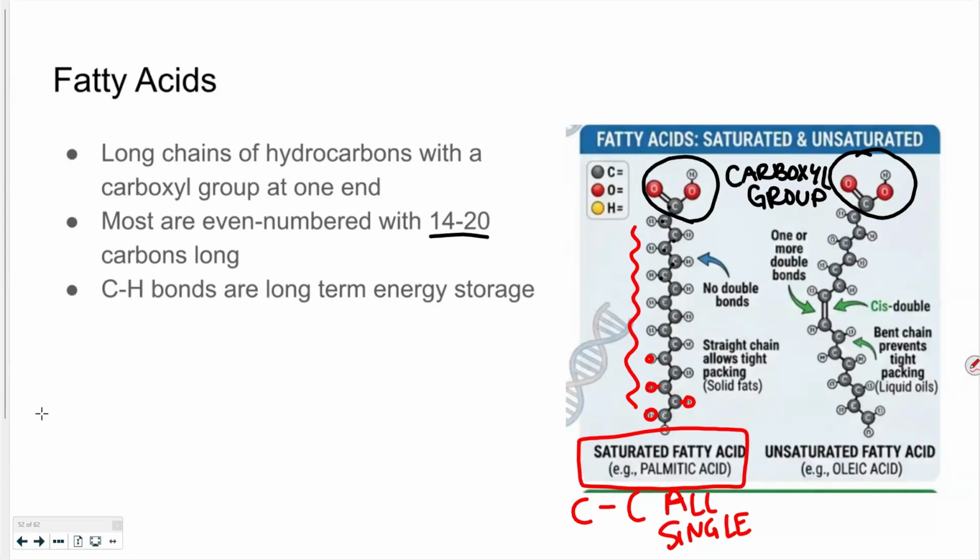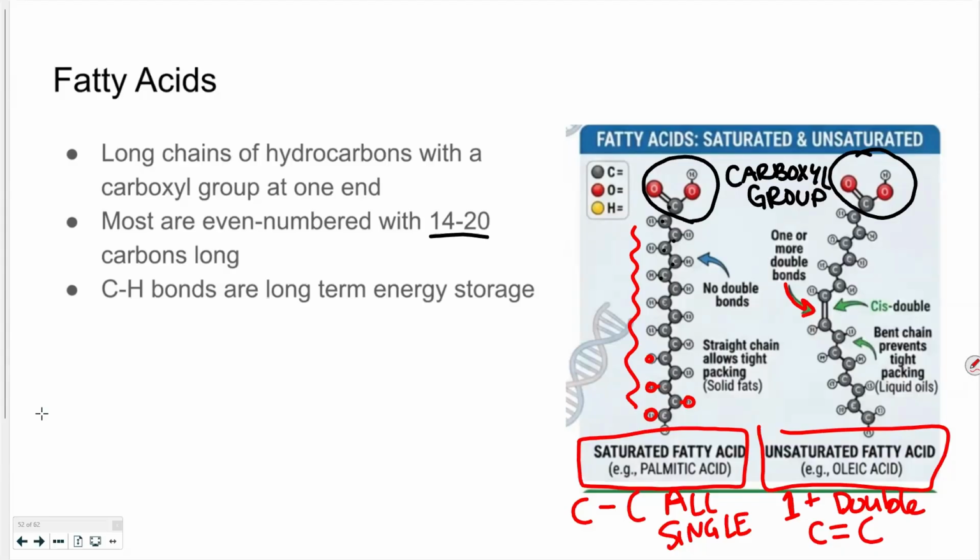But in our unsaturated fatty acids, we have 1 or more double bonds between some carbons. Theoretically, if we broke that carbon bond, we could throw in a couple more hydrogens on here. Okay, it's unsaturated. We could fit more hydrogens on that unsaturated fatty acid.